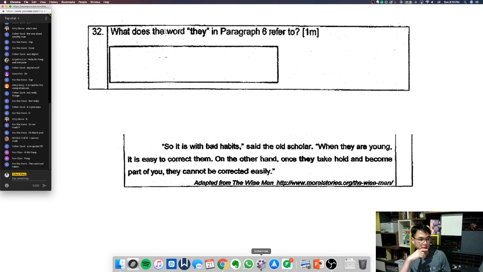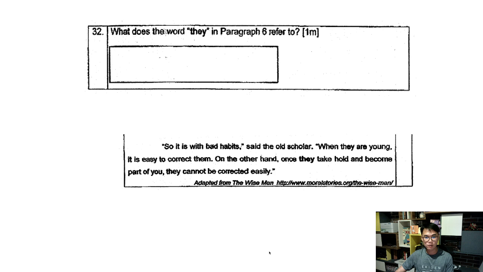Kaylin? Very good, well done, okay? The son's bad habits, or I can even shorten that to bad habits. They refers to the bad habits. So I'm going to annotate this right now. So the word they appears there, right? And of course, it's referring to the bad habits, okay? So what does they refer to? It refers to bad habits, okay?